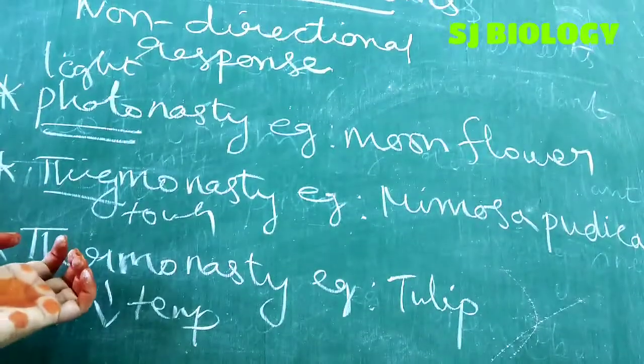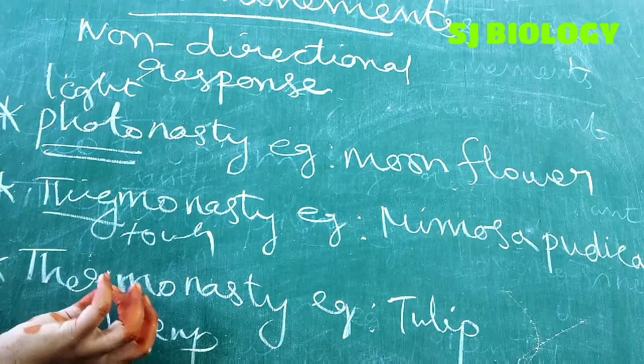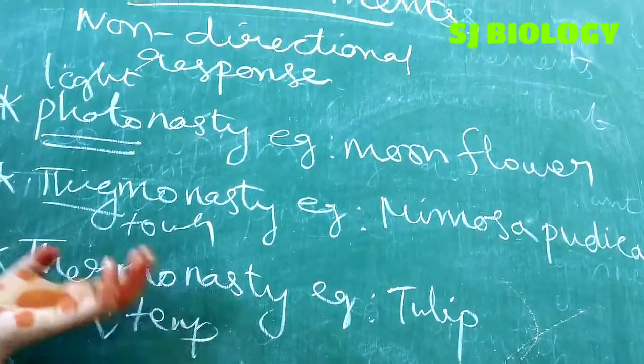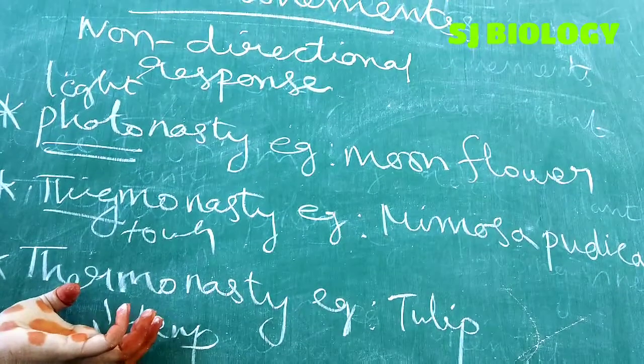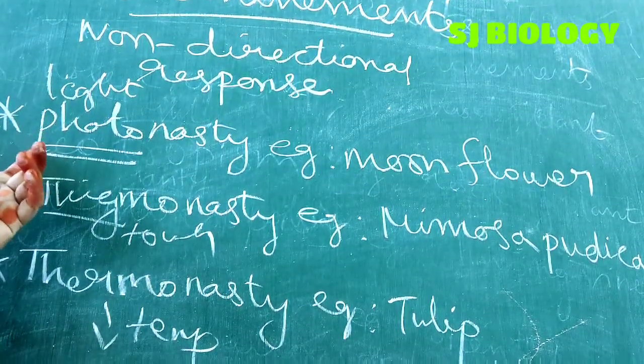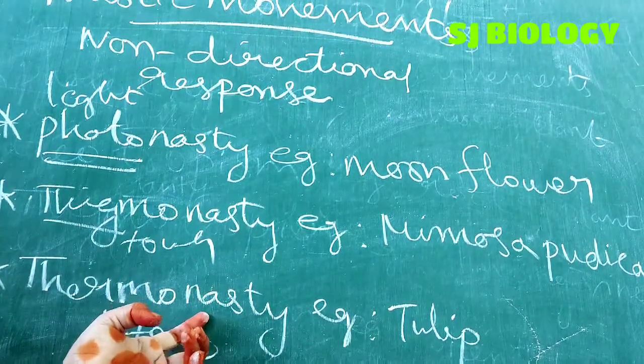When the temperature increases, the tulip flower blooms at that time. So these are all examples of thermonasty. According to that, external stimulus nastic movements can be classified into 3 types: photonasty, thigmonasty and then thermonasty.